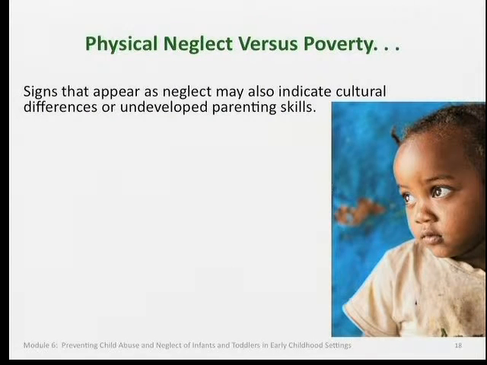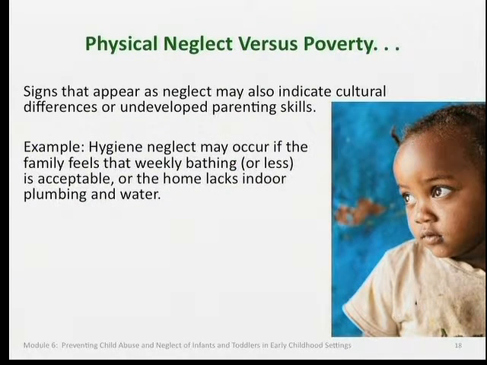Signs that appear as neglect may also indicate a cultural difference or undeveloped parenting skills. For example, a child may be unclean if the family feels that weekly bathing or even less frequent bathing is acceptable. Some parents believe that a child should not bathe or wash the hair if the child has a cold or even a runny nose. Poor hygiene may also occur if the home lacks indoor plumbing and water.